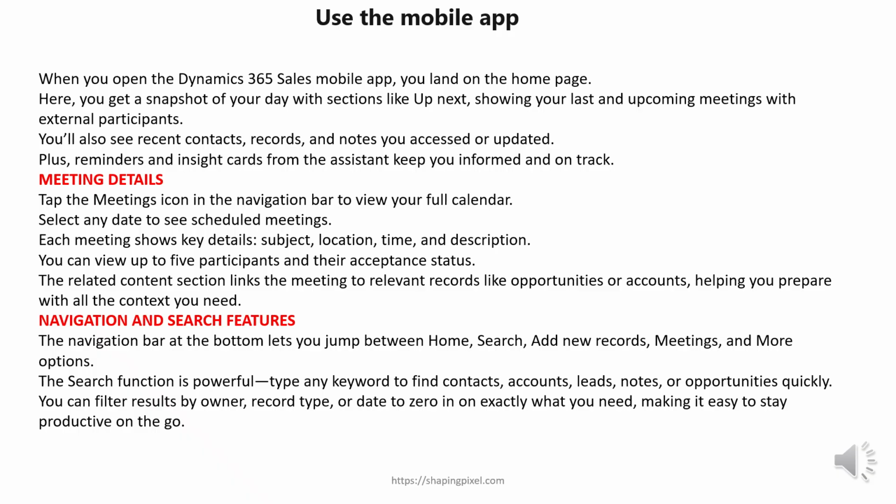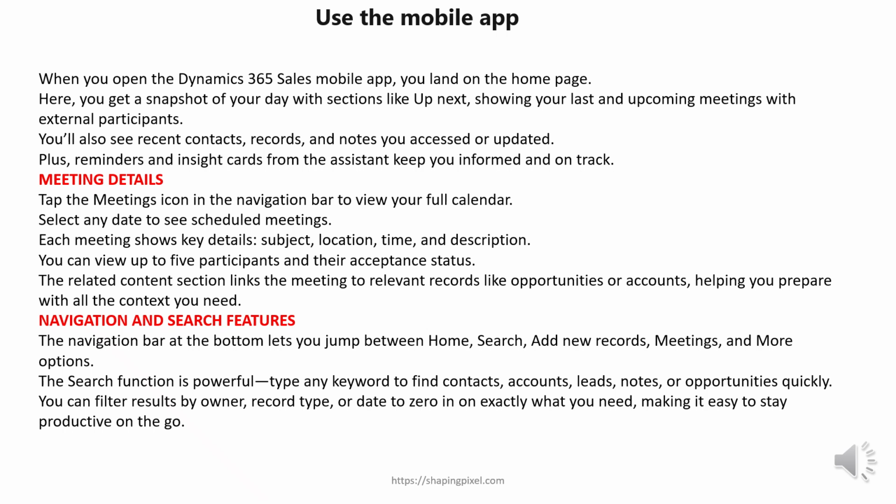When you open the Dynamics 365 Sales mobile app, you land on the homepage. Here, you get a snapshot of your day with sections like Up Next, showing your last and upcoming meetings with external participants. You'll also see recent contacts, records, and notes you accessed or updated. Plus, reminders and insight cards from the assistant keep you informed and on track.